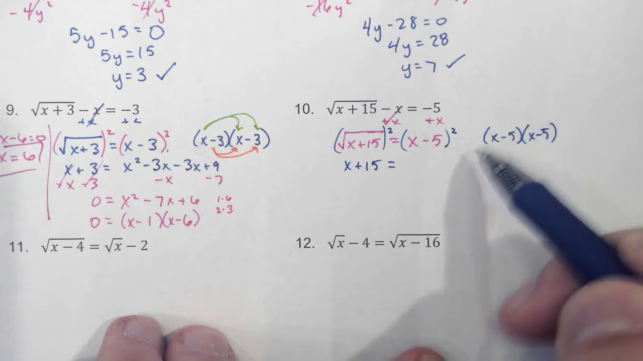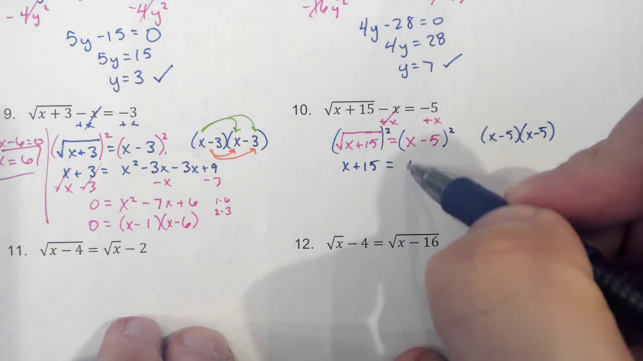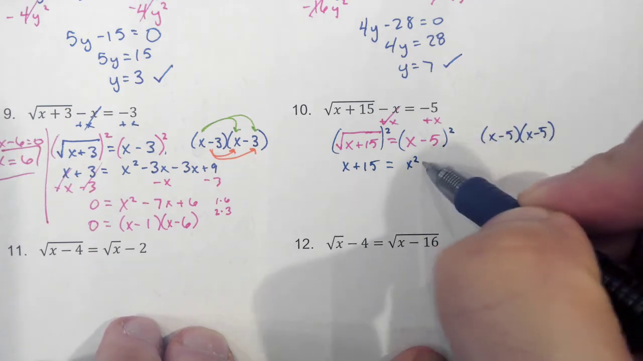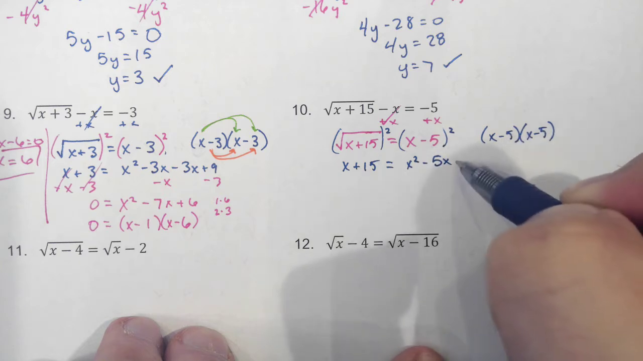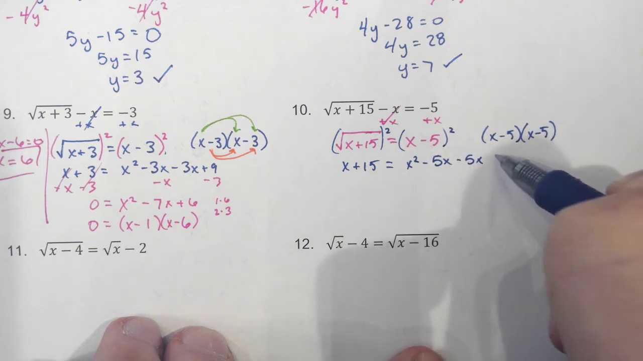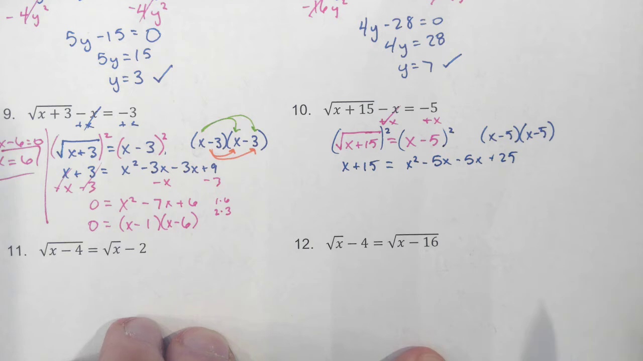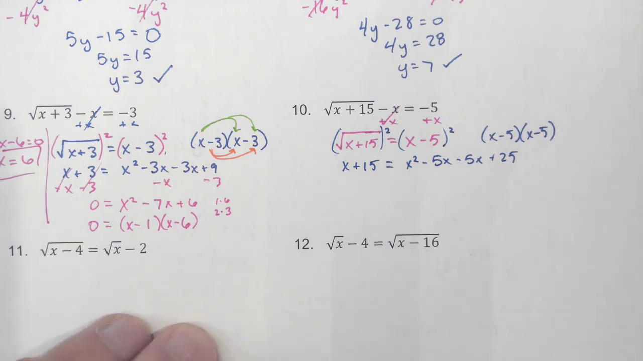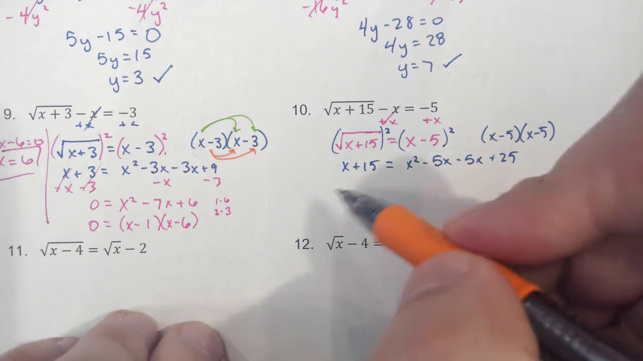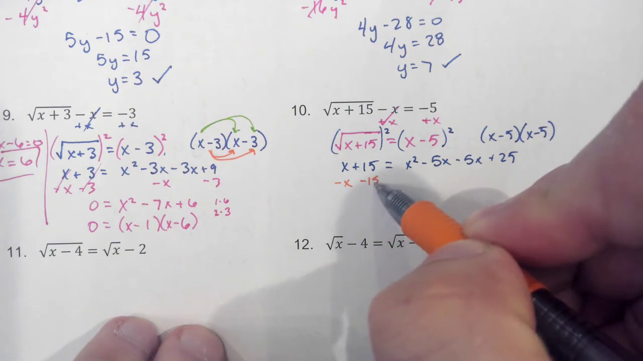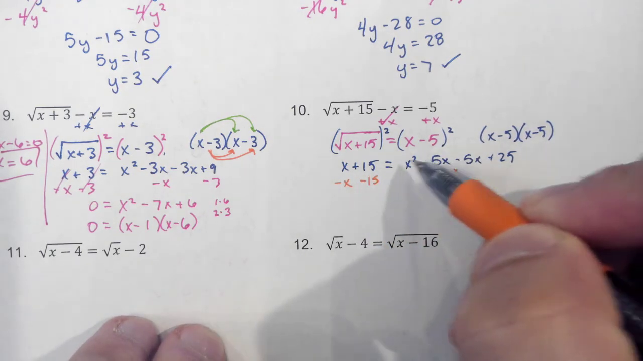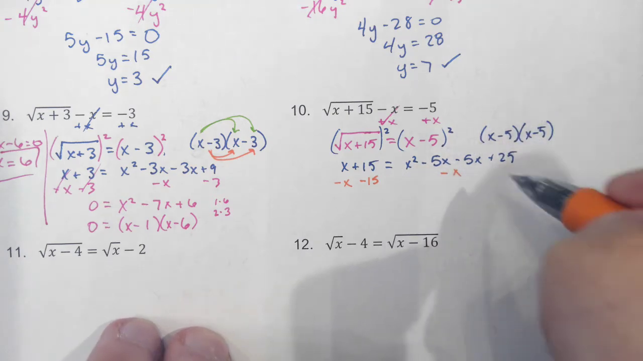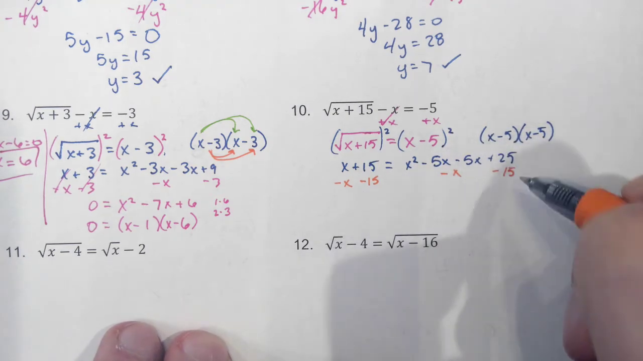So think about that process. X times x is x squared. X times negative 5 is negative 5x. It's going to be another negative 5x and a positive 25. We need to set our equation equal to 0. So to do that, we would subtract x and 15. That's the fastest way to do it. We want our x squared term to be positive. It's already positive over there. So we're going to keep it on the right.